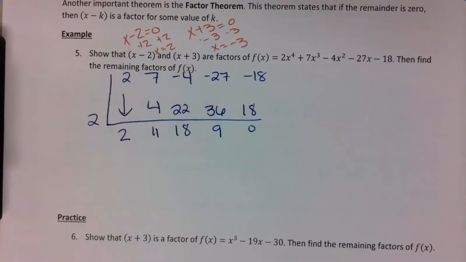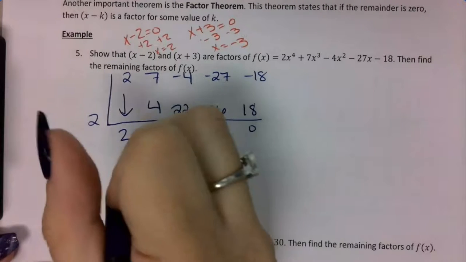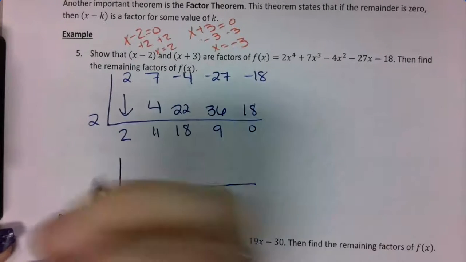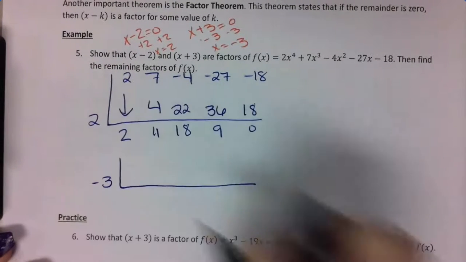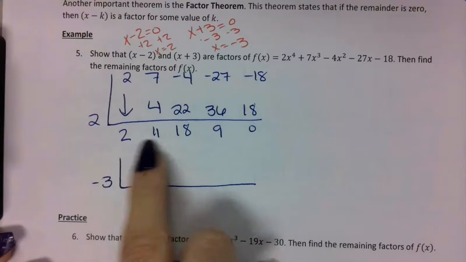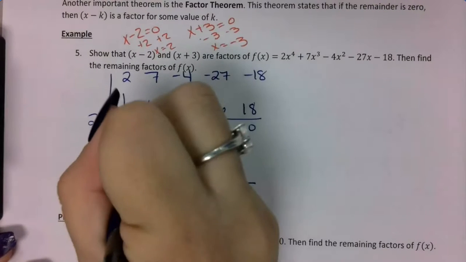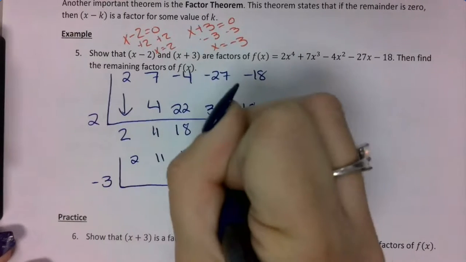That means 2 is a factor, or x minus 2 is a factor. Then I can keep checking, and I'm going to use my negative 3, and I'm going to go ahead and use the numbers I got from my first answer. So I'm going to use 2, 11, 18, and 9.